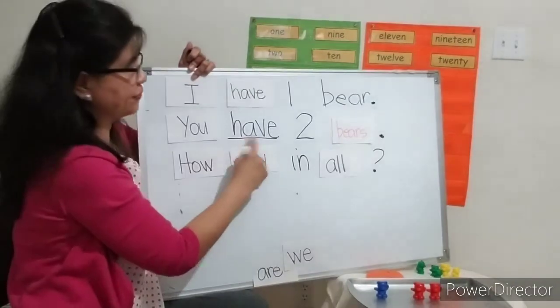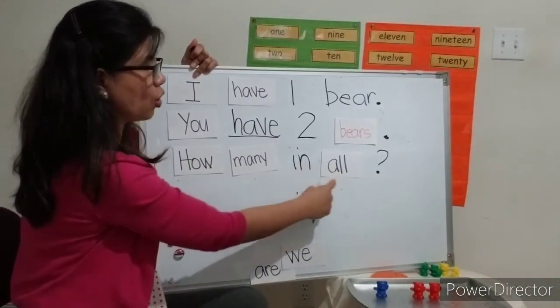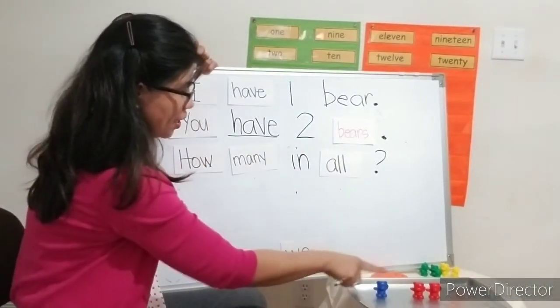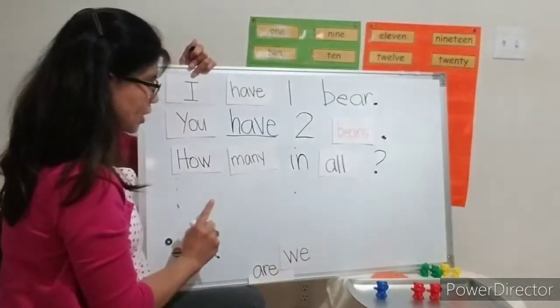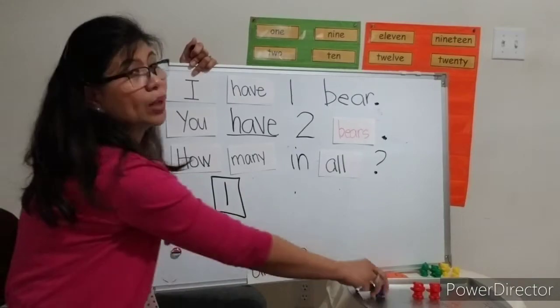You have 2 bears. How many in all? So how many in all? Let's count. 1, 2, 3. But what number should I put first? I need to put the 1 because the blue bear went first, right?